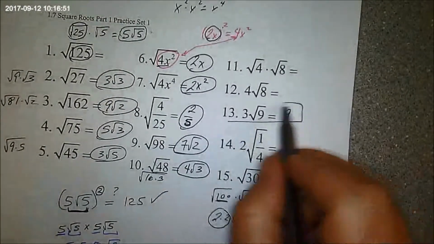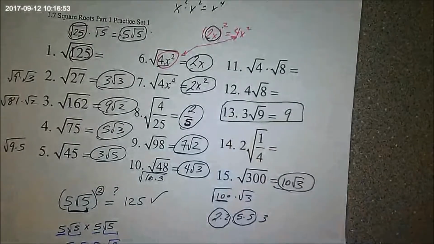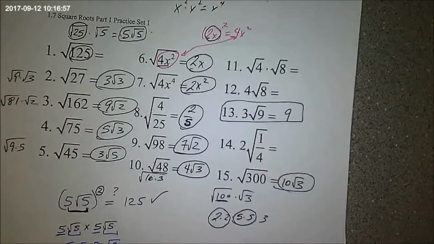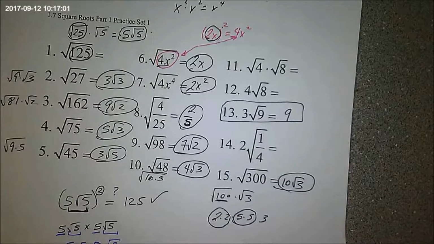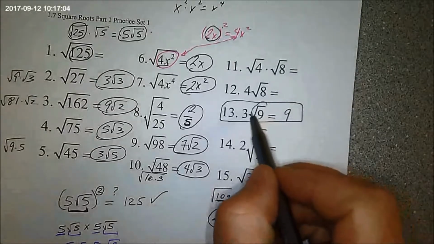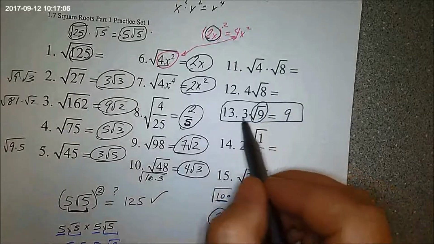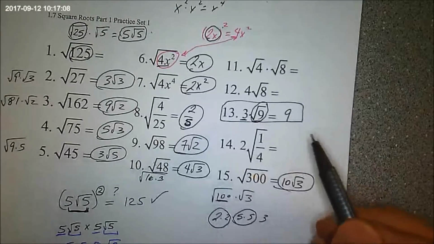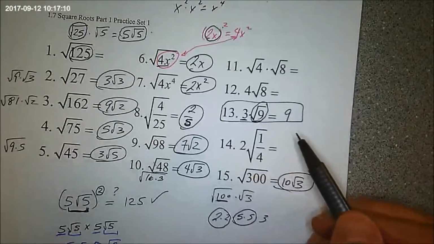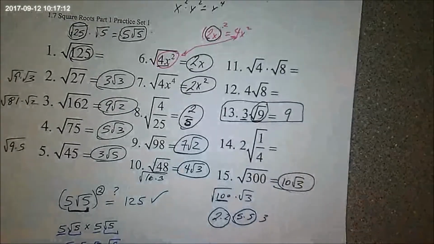Is number 13 equal to 9? Mikey, why is that equal to 9? Number 13. Because what's the square root of 9? And what's this 3 doing to the square root of 9? It's multiplying. That's why it's equal to 9.